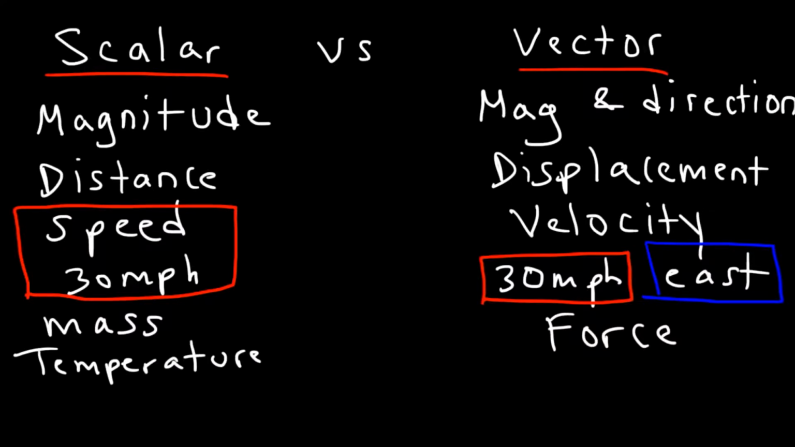The magnitude could be 90 degrees Fahrenheit, 100 degrees Fahrenheit. Of course, 100 is much hotter than 90. But as you can see, temperature, you can only describe it in terms of magnitude only. You can't describe it in terms of direction. You can't say it's 85 degrees Fahrenheit east outside. It just doesn't make sense.